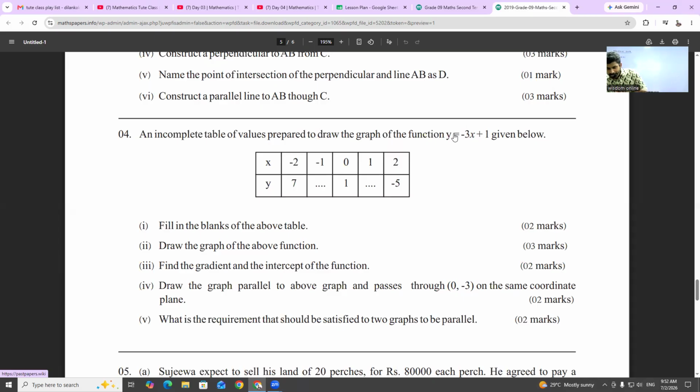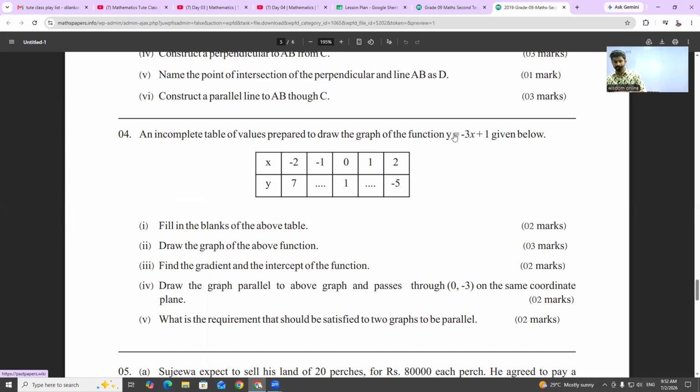Fill in the blanks. We need to draw the graphs. Then find the gradient and the intercept of the function. So we can do this one. Draw the graph parallel to the above graph and passing through 0, minus 3, on the same coordinate plane. What is the requirement that should be satisfied for the graphs to be parallel?